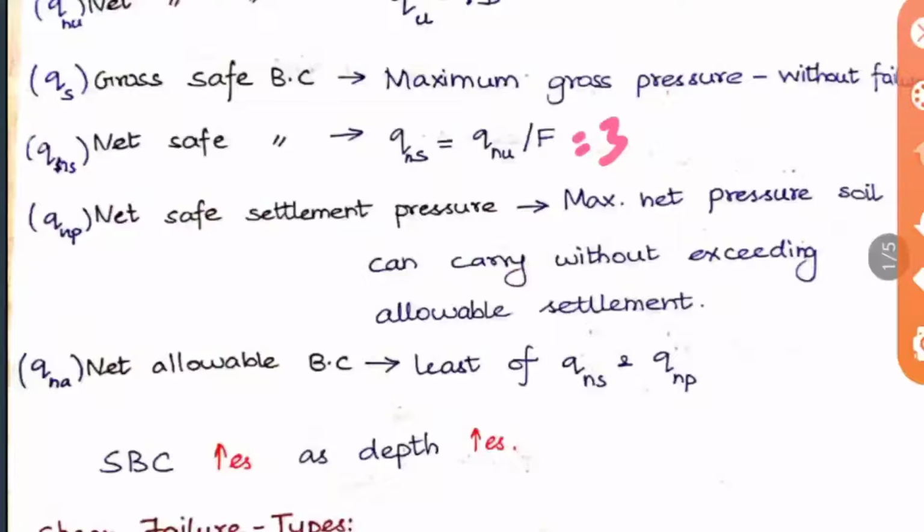And then qnp, the net safe settlement pressure, is the maximum net pressure that the soil can carry without exceeding the allowable settlement. Then the net allowable bearing capacity, denoted as qna, is the least of qns and qnp. Among these two, the least is taken as net allowable. This term is also very important: as the depth increases, the safe bearing capacity will be increasing only.